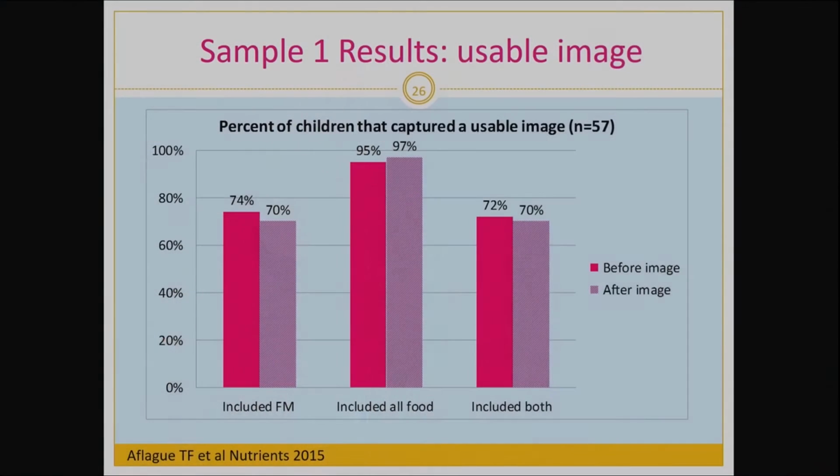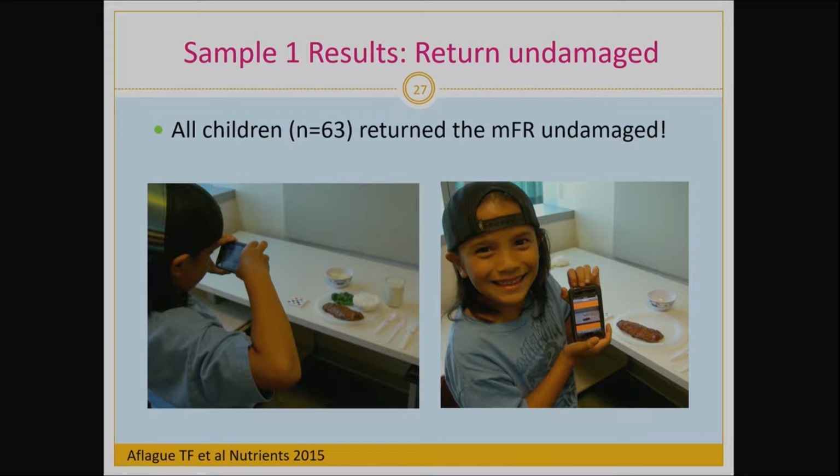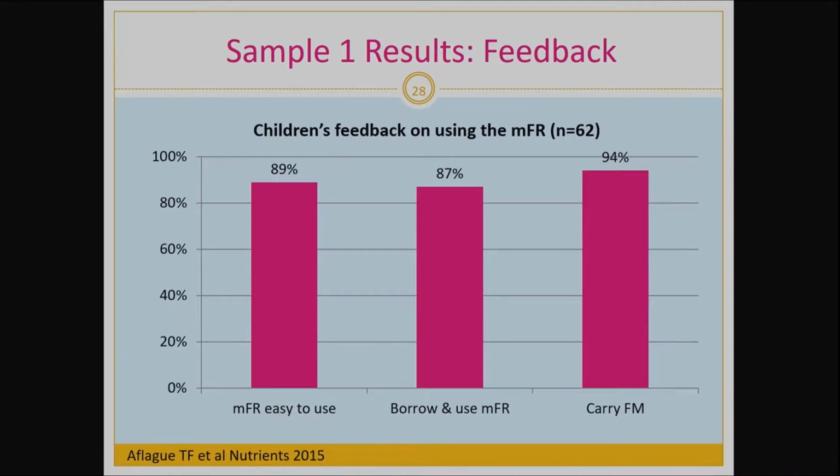For the first sample, including the fiducial marker in the image was around 70%. For including all the food, close to 100%. And for including both, about 70%. So that was our first time giving instruction, and not bad, really. The other important part was all the devices came back undamaged, and that was a big deal. And I think they might take better care of them than adults.